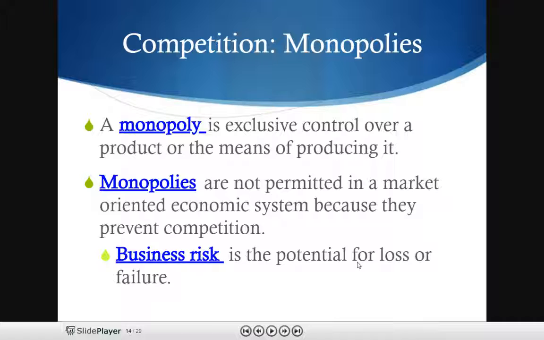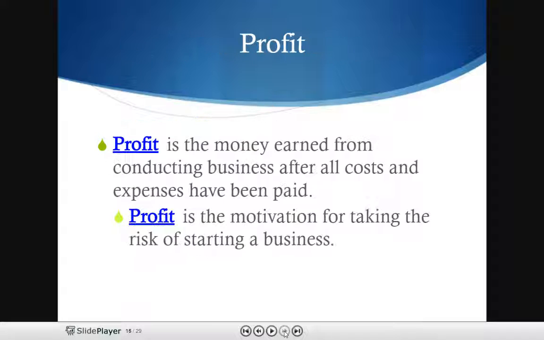Business risk is the potential for loss or failure. Anytime you go into business, it could very likely be that you may not make it. They say restaurants, when they open up, have a life of 1 year for most of them. Okay, small businesses, probably half don't make it past 5 years. So it's always a risk. Doesn't mean you won't make some money, but it could be that if you made some wrong decisions or you weren't prepared enough financially or with a business plan, it could be that you won't make it.